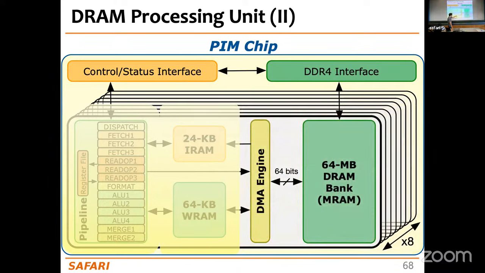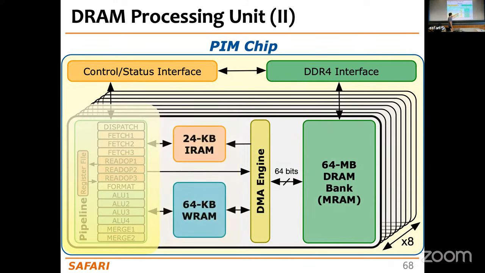We have the 64 megabyte DRAM banks called MRAM, and there is a DMA engine that is used to either move instructions from the MRAM to the IRAM or operands between the MRAM and the WRAM using MRAM read and MRAM write, which we have already seen in the code of the vector addition.